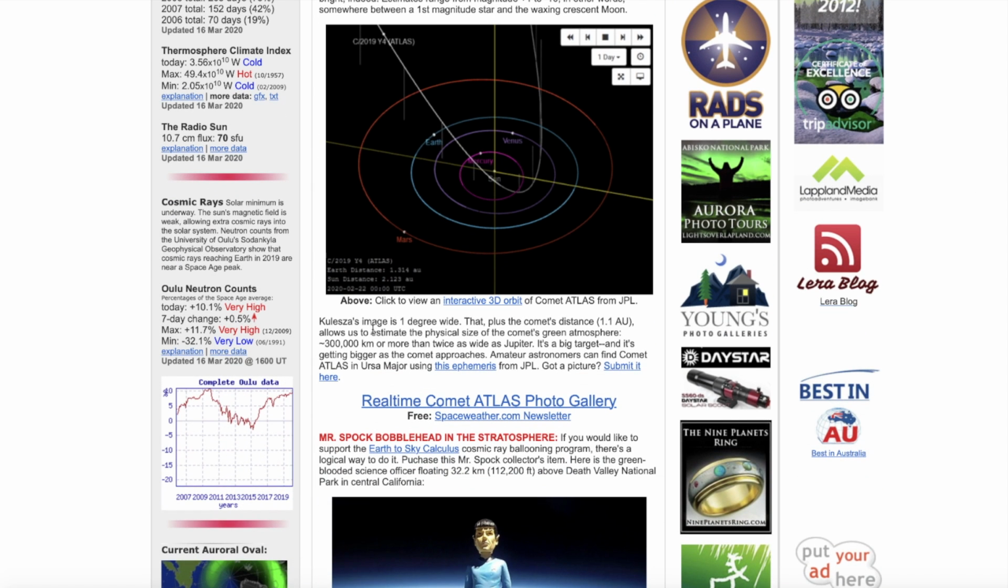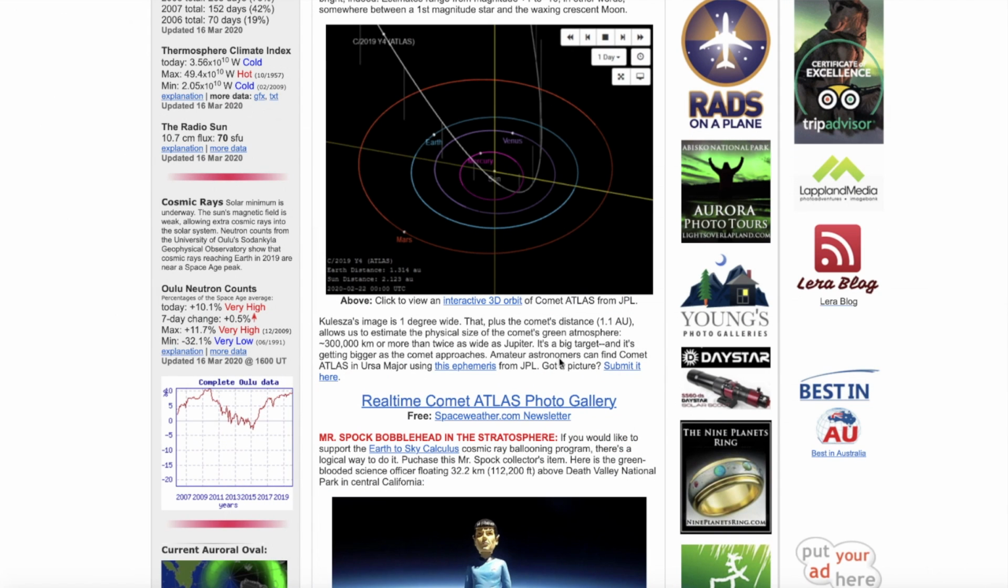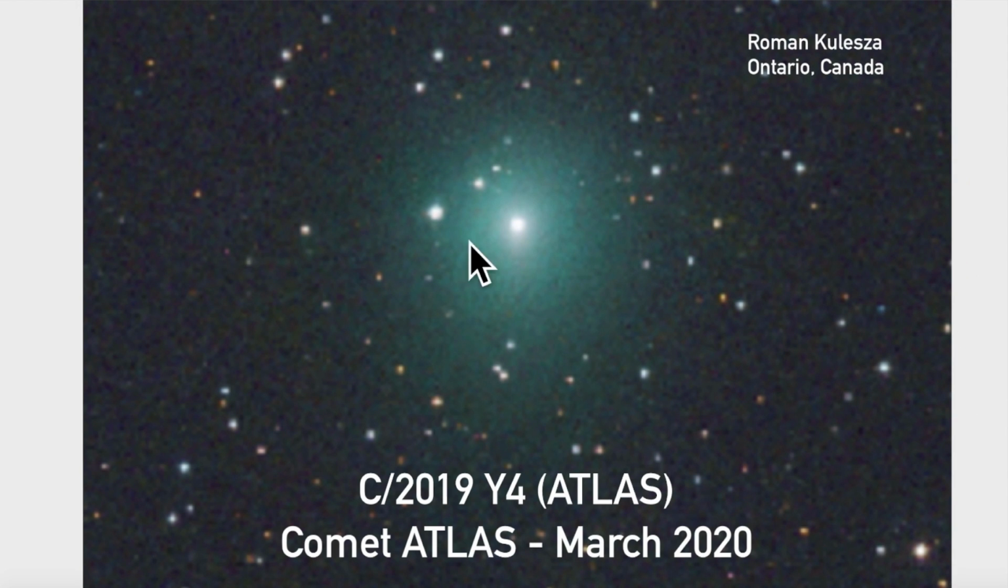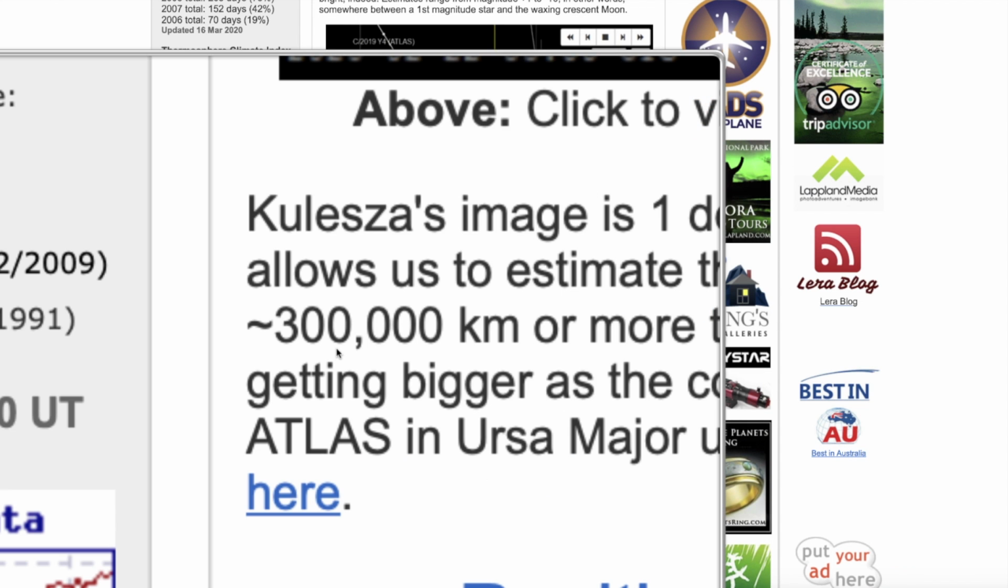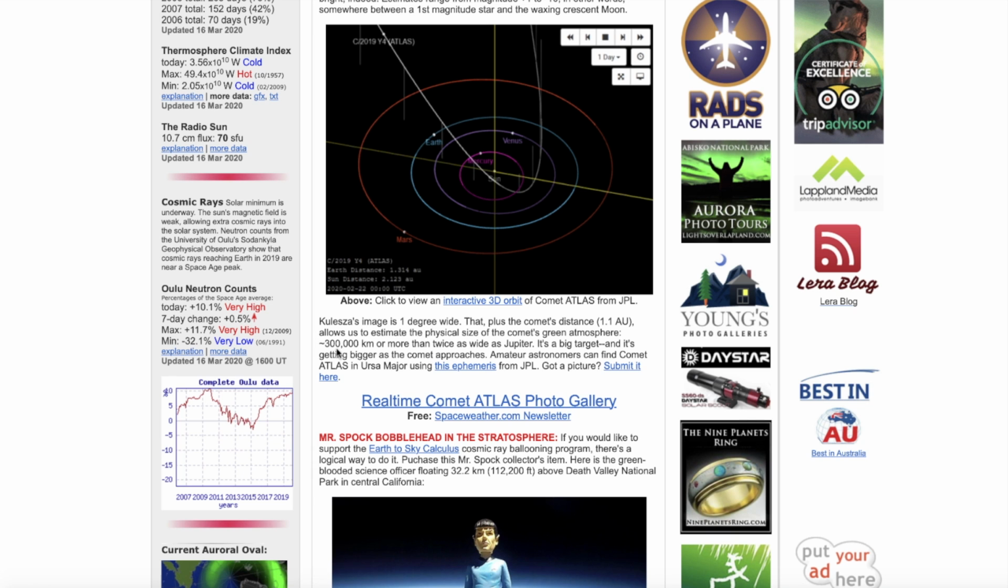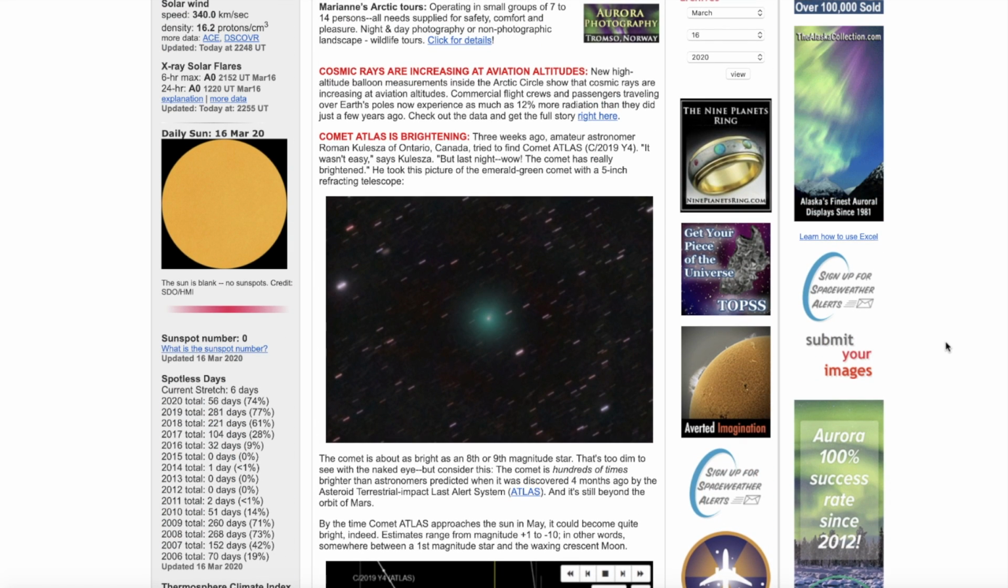Kaluza's image of the green comet is 1 degree wide, right there. That's 1 degree. That's a long ways. That, plus the comet's distance of 1.1 AU, allows us to estimate the physical size of the comet's green atmosphere. That would be the coma, the corona. It's already starting to outgas. 300,000 kilometers, or more than twice as wide as Jupiter. Already, and it's just on the outer edge of Mars's orbit. It's a big target, and it's getting bigger as the comet approaches. And it's got a perihelion date of May the 30th.